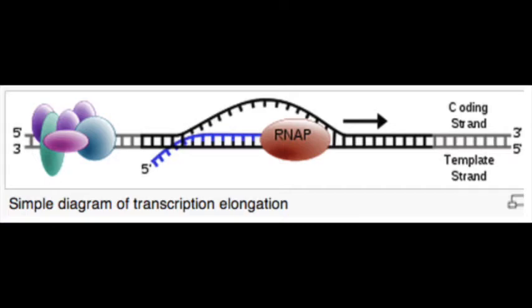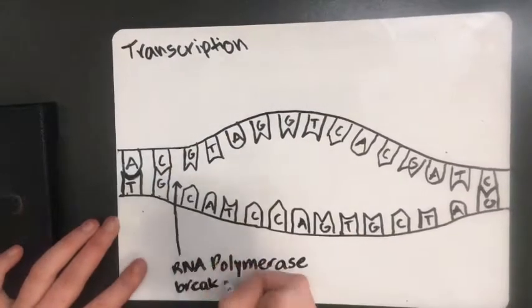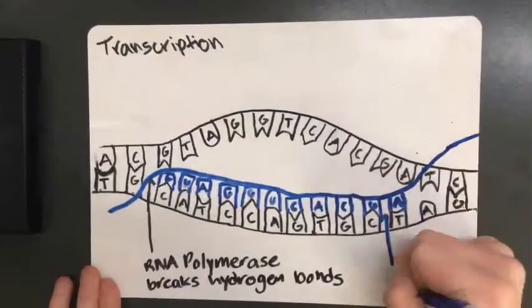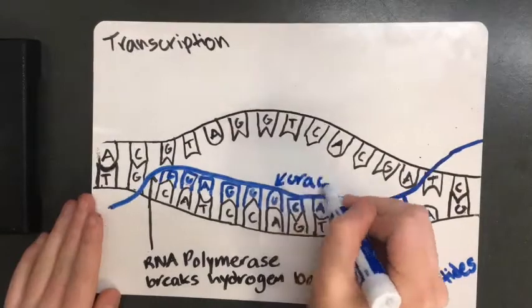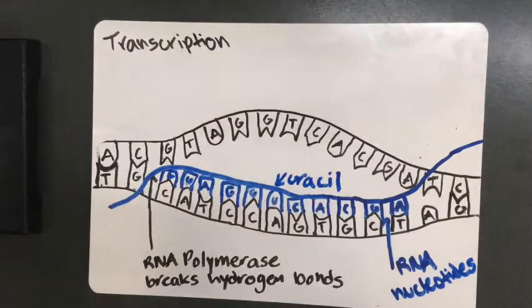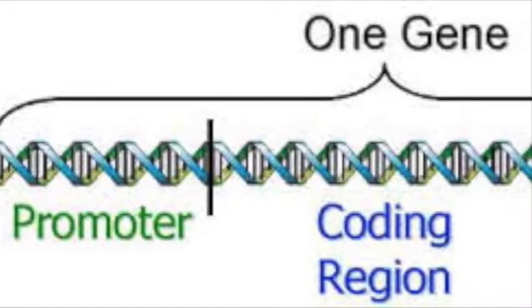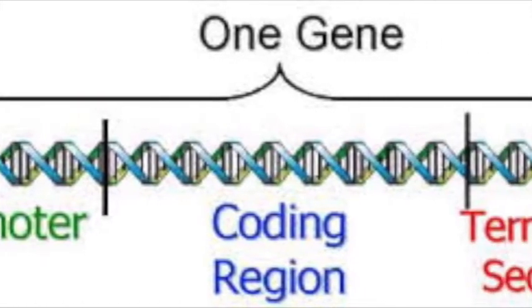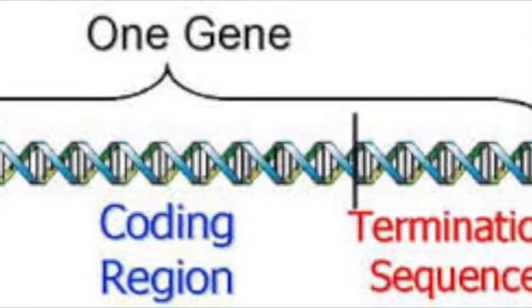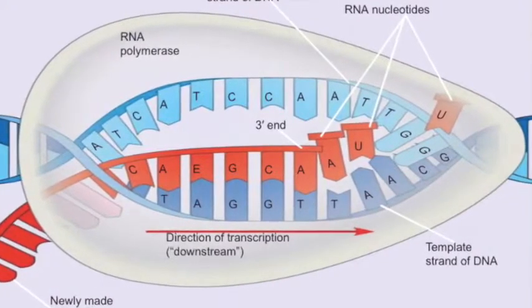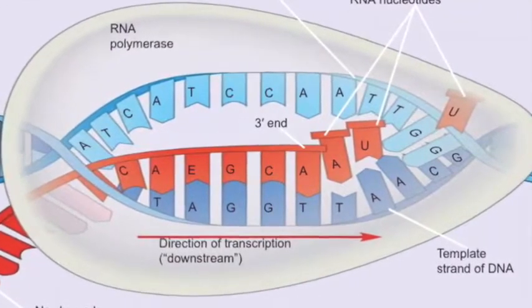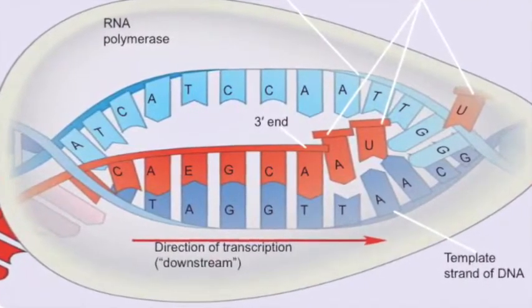The RNA polymerase breaks the hydrogen bonds between the nitrogenous bases of the DNA and brings and attaches the RNA nucleotides to the DNA. RNA has the same nitrogenous base pairs, except, unlike DNA, which contains thymine, RNA has uracil. So uracil connects to adenine, not thymine. Transcription ends when the RNA polymerase reaches the termination sequence of the DNA. This is a sequence in the DNA that indicates the end of a gene. The process results in a messenger RNA strand, or an mRNA strand, of a single gene being produced.